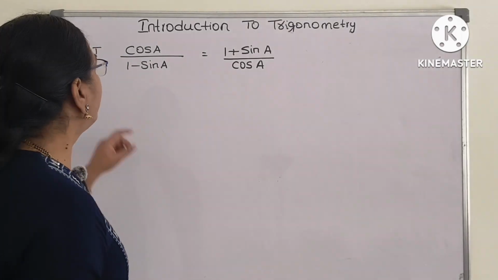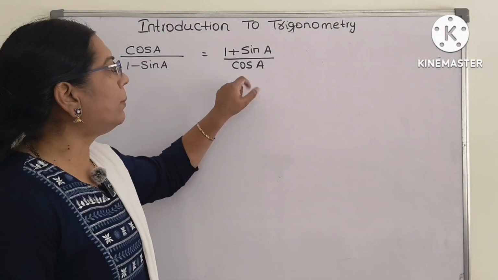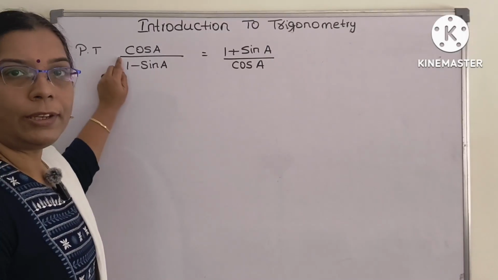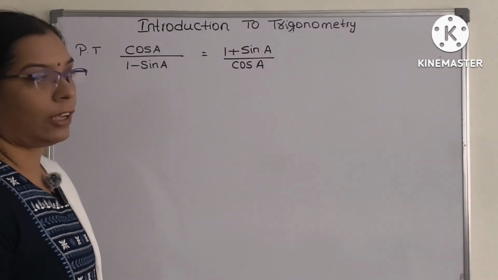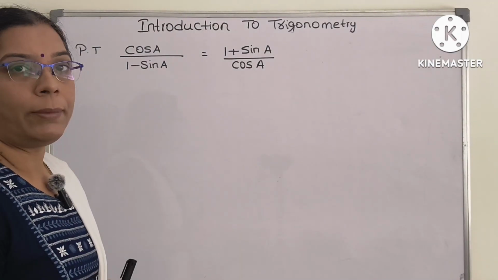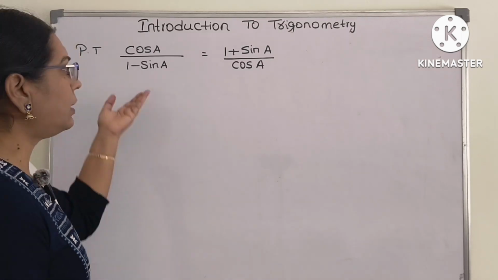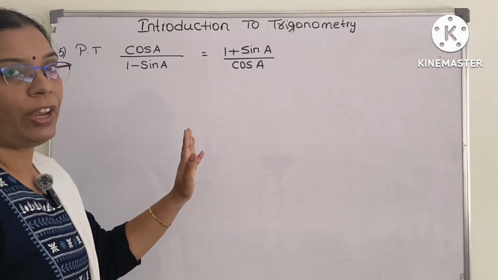the next sum, children. Prove that cos A by 1 minus sin A is equals to 1 plus sin A by cos A. Now look at the LHS. Can I convert that into simpler terms? No. Already they are in cos and sines. Can I use any algebraic formula like A cube and B cube, A square and B square? No, I cannot. Can I use the identities? There are no squares. So all these three tips, they fail here.